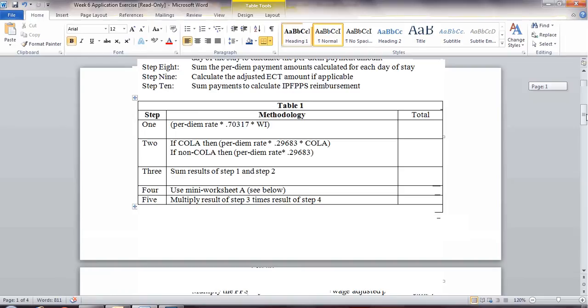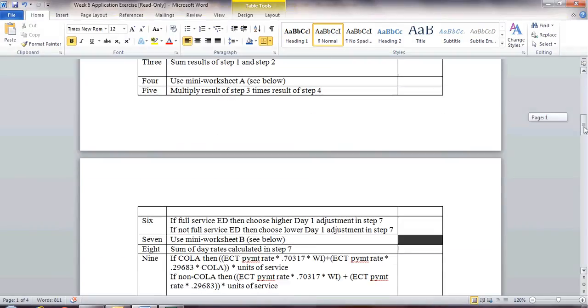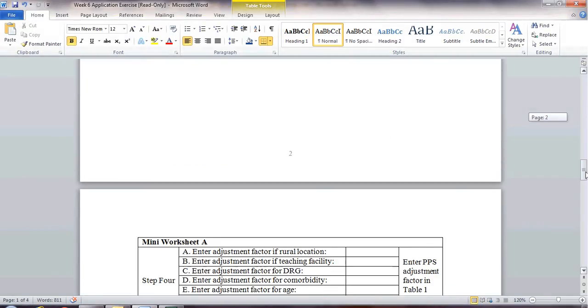For step number 3, you're simply going to add your two total amounts for step 1 and 2, and that will give you the total amount to be entered for step 3. For step number 4, we're going to be completing a mini worksheet. This is mini worksheet A, and if you scroll down a little bit, you're going to see that mini worksheet.